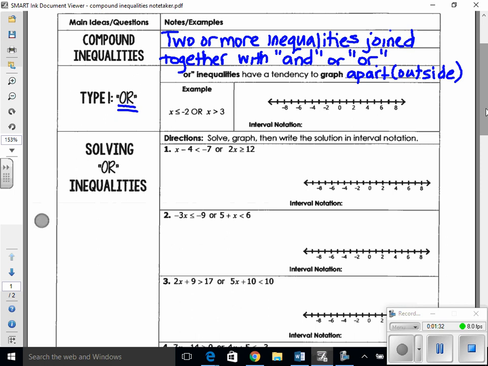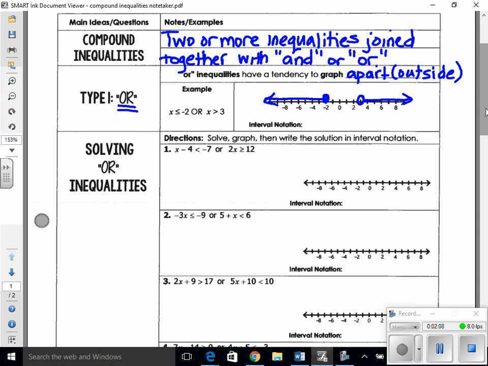All right, so for instance, when we go to graph x is less than or equal to -2 or x is greater than 3, both of these inequalities are going to sit on the same graph. So you start with x is less than or equal to -2. That means on -2, I put a solid dot, a closed dot, and because it's saying less than or equal to, I shade to the left. For x is greater than 3, I go to where 3 would be, and it is an open dot because there's no piece of the equal bar, and it says greater than 3, so all the numbers greater than 3 are to the right. So you can see what I mean by graphing apart or graphing towards the outside.